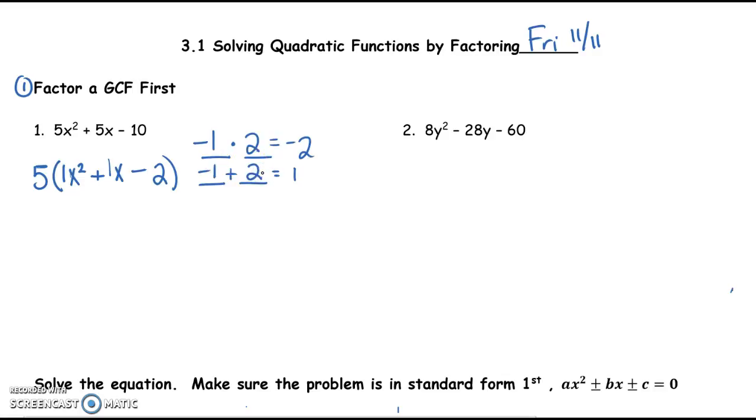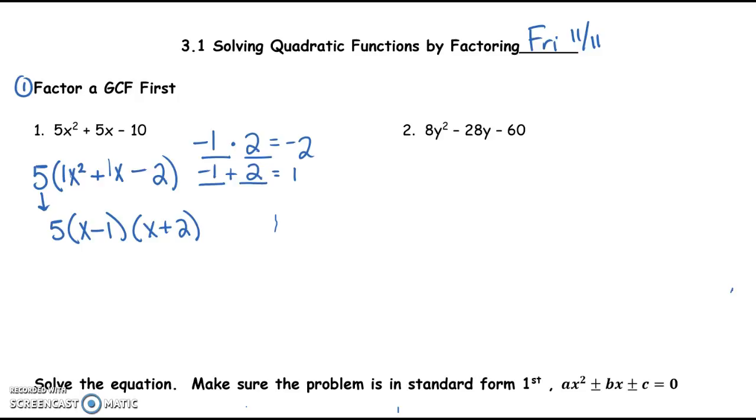So, because our a value is 1, we don't have to do the factor by grouping. We can simply drop those numbers into the parentheses. x minus 1, x plus 2. Don't forget, we had the 5, so write your 5 in front of your factored form.